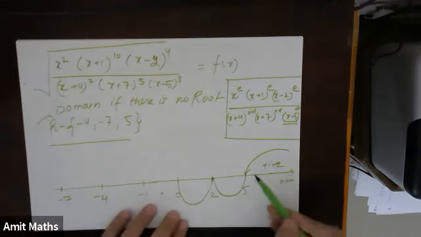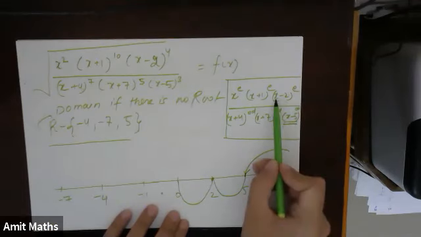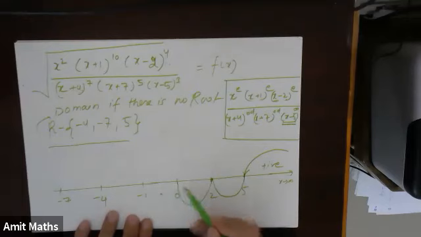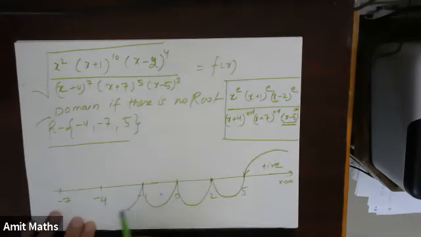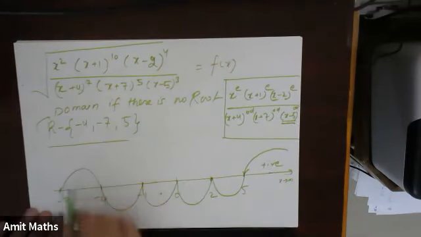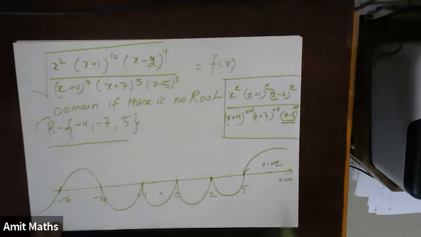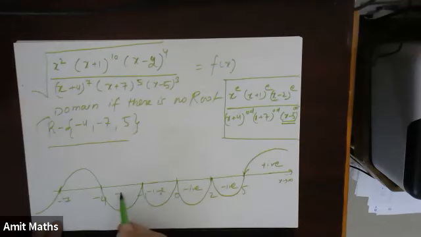So with positive, I came to the first critical point, 5. I will see which factor 5 is the critical point of. This factor has an odd power, so I will change the sign. 2 is the factor with even power, so I will bounce back. 0 is for even power, I will bounce back. -1 is for even power, I will bounce back. -4 is for odd power, I will change sign. -7 is for odd power, I will change sign. So negative, positive, negative, negative, negative, negative, positive, and negative.